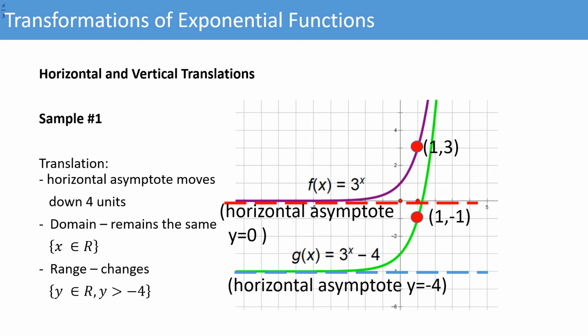So we can say then that we have a translation of the horizontal asymptote down 4 units, but the domain remains the same. We have x as an element of the real numbers, but the range changes, still an element of the real numbers, but now y is greater than negative 4.